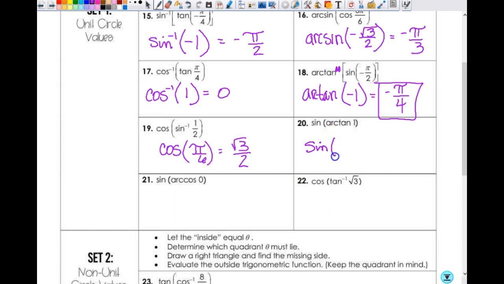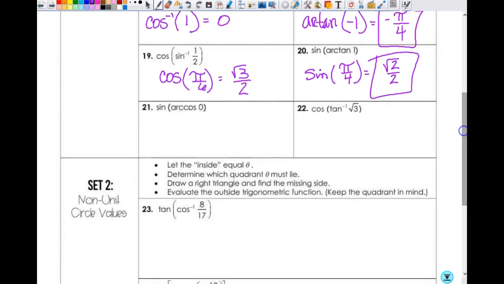Sine of the arctangent of 1. So what's the tangent inverse of 1? Pi fourths. Good. And then the sine of pi fourths is square root of 2 over 2. Good. And see how much better, how much quicker that's coming into your minds now? It was such a struggle for a while. Y'all are doing good.